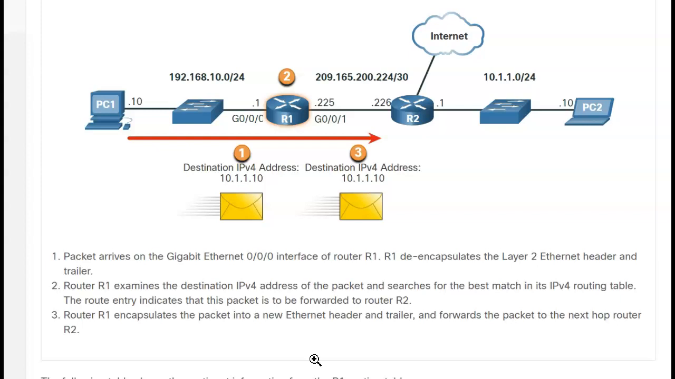then if that route entry indicates the packet is to be forwarded to router 2, it encapsulates a new Ethernet header and trailer and forwards that to the next hop router, which is router 2. So it's going to take information off of the packet coming in. It's going to look at it, analyze it, make a decision. If it's going someplace else, I'm going to re-encapsulate it with a destination IPv4 address and pass it on.